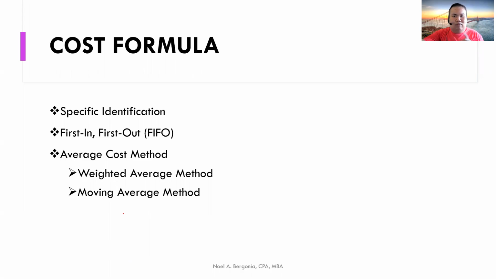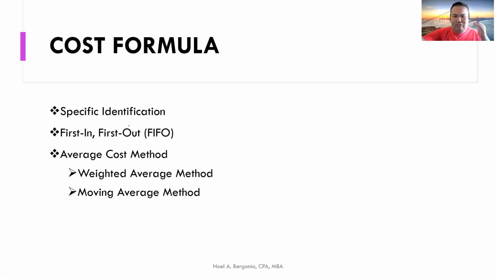Okay, so take note that in the current IAS number 2, the LIFO, not LIFO as in fat, but LIFO, the last in first out, the counterpart of the first in first out, is not acceptable anymore. Again, the LIFO is not acceptable. So for this discussion of our cost formula or cost flow assumption, we will not be discussing the LIFO approach. Okay, so let's start.